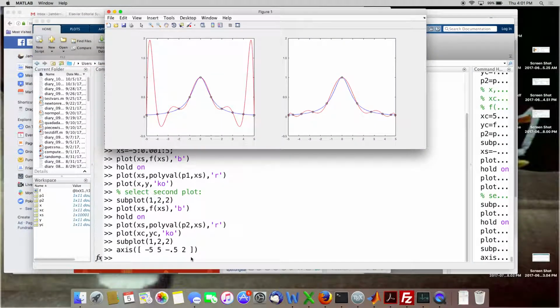Okay. All right, so now you can see that the blue curves look exactly the same because the axis limits are the same for both. And now you get a better feel for how much more accurate the Chebyshev interpolating polynomial is compared to the equally spaced one. And as we saw last time, the interpolation points are distributed unequally. They're clustered more towards the boundary.